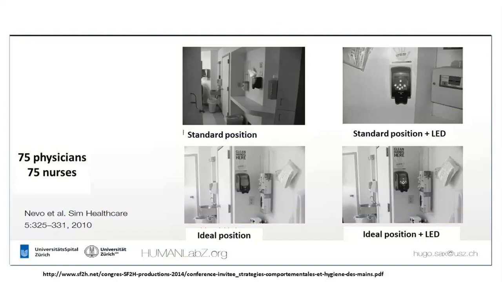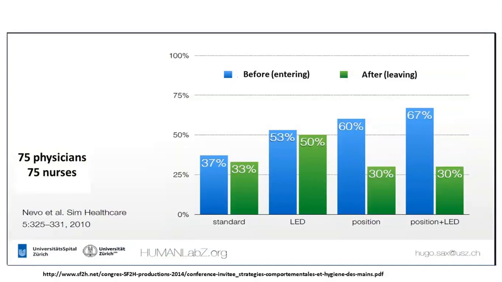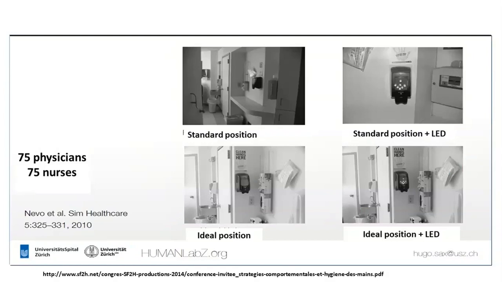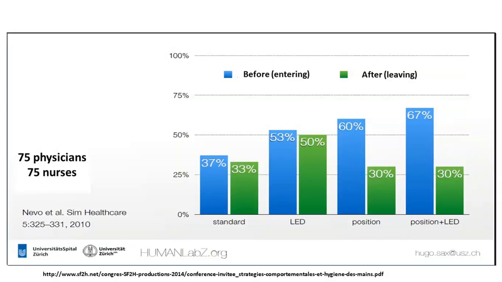So you see the compliance on the next slide. Before entering, when the dispenser is not very visible, you have 37.5% observance. And at the end, when the dispenser is in front of you and has a bright light, you have two thirds of observance. So the visibility is very important.